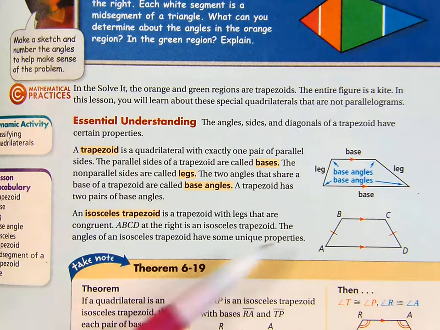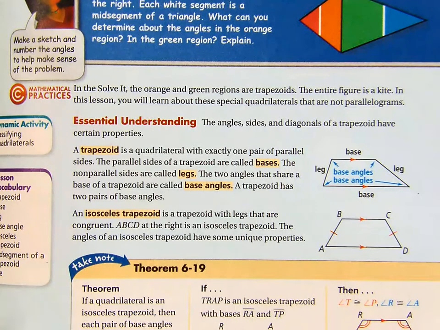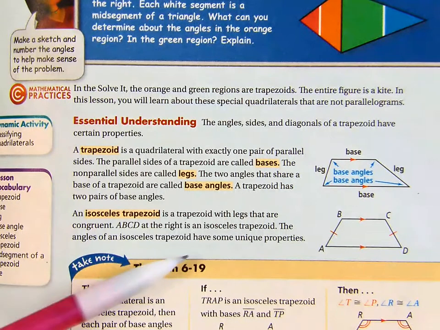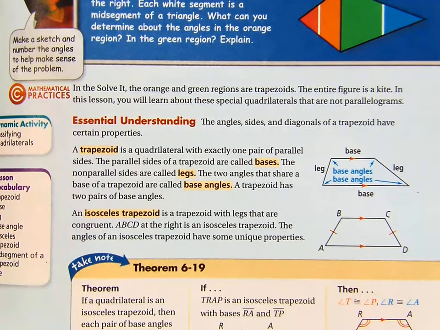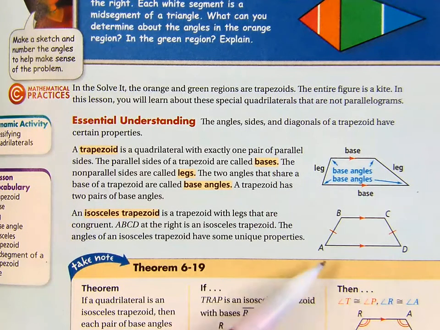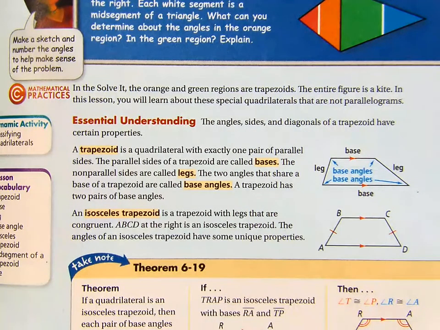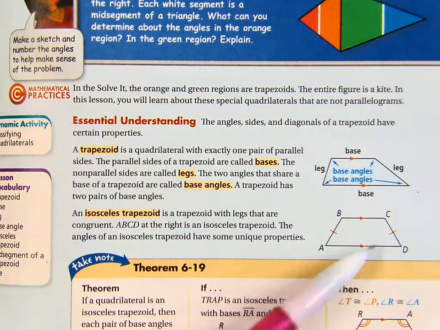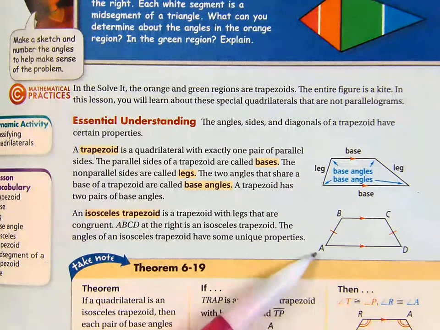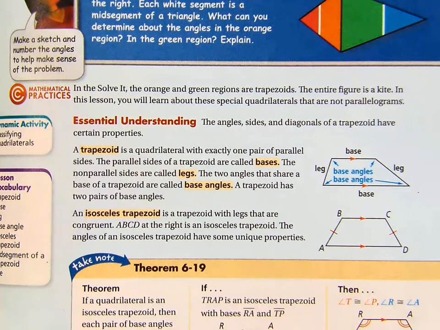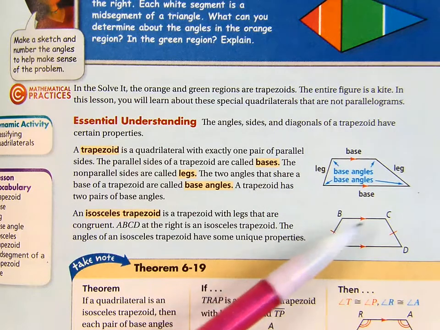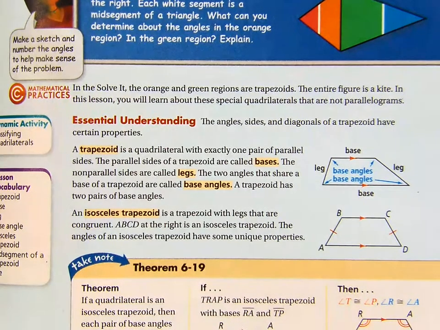So this is an isosceles trapezoid. Here over at the right, we call it ABCD, an isosceles trapezoid. It says the angles of an isosceles trapezoid have some unique properties. Now, they are still base angles. Angles A, D, C, and B are all base angles. But now that it's an isosceles trapezoid, base angles A and D will have something in common, and base angles B and C will have something in common. And that's our first theorem down here.